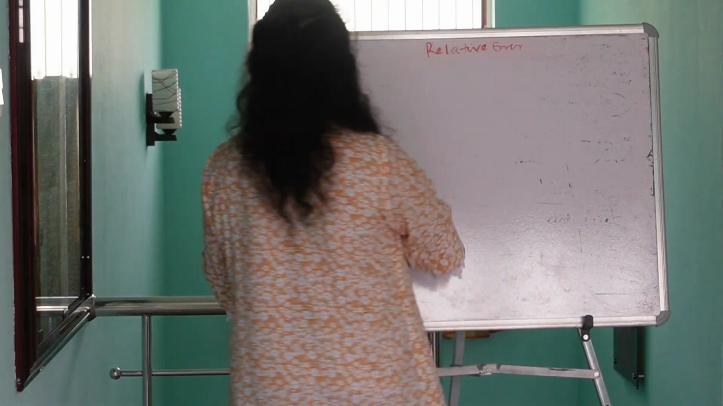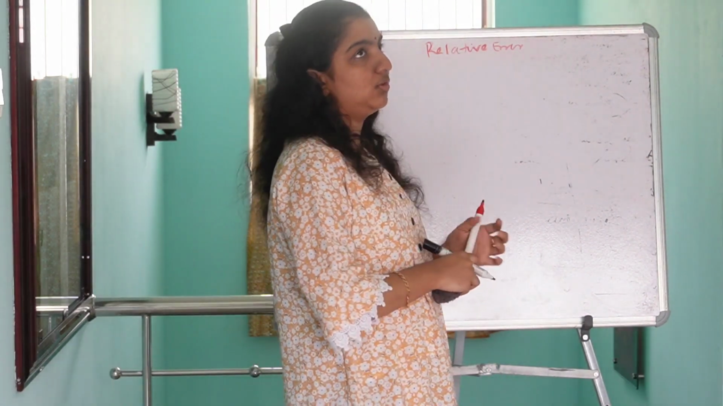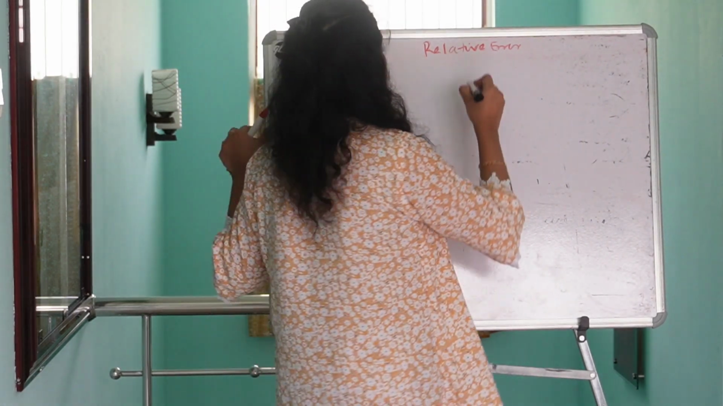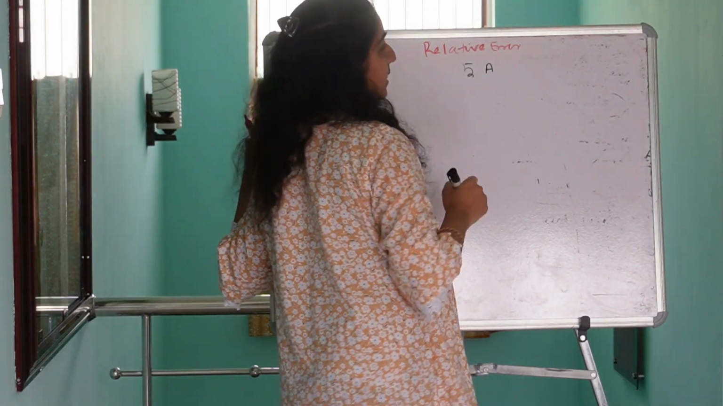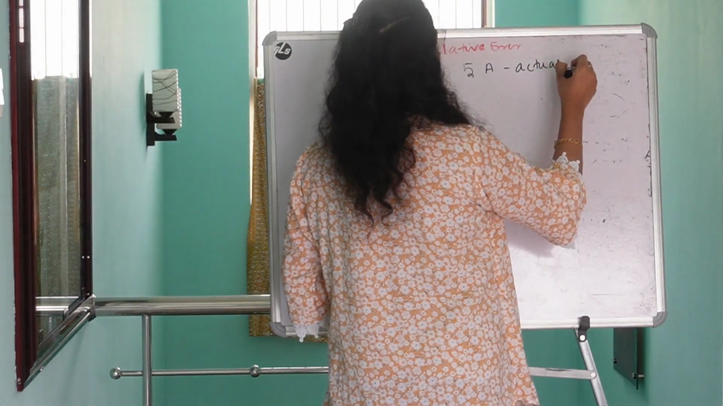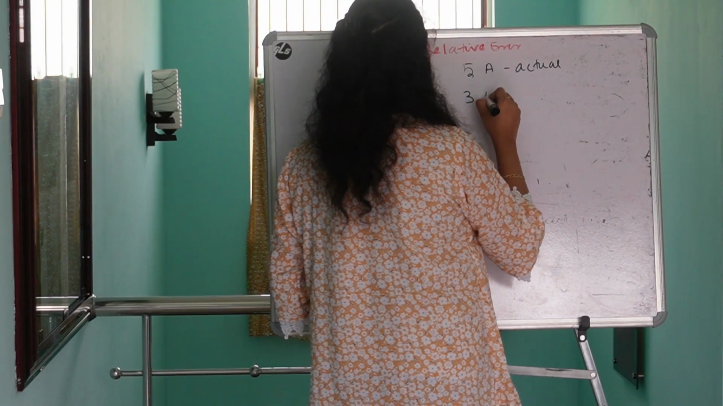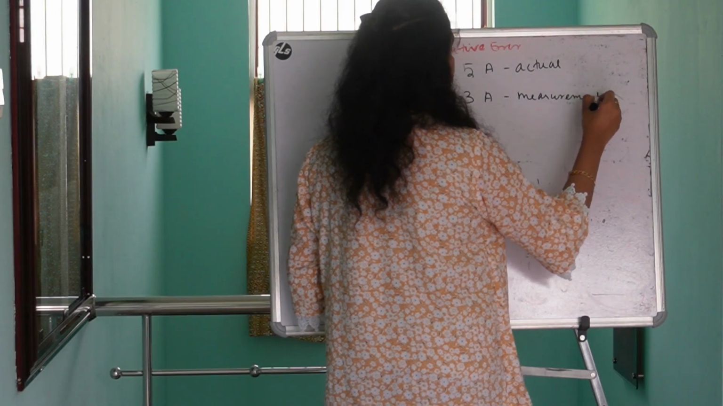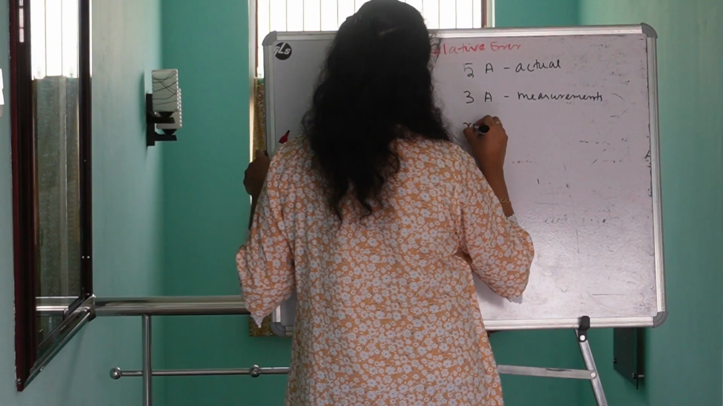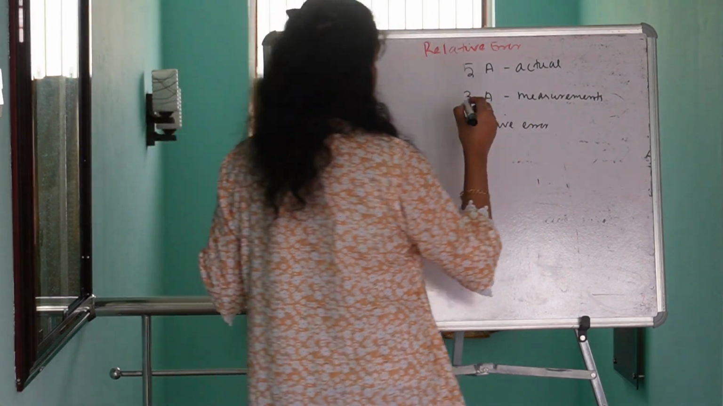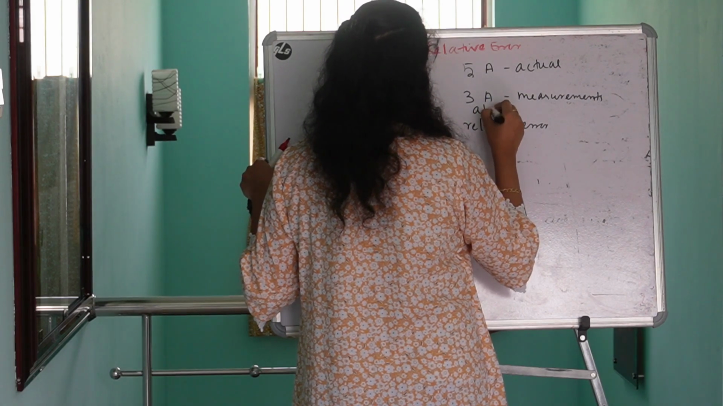The first example is the actual value of the current flow. The actual value of the current flow in a circuit is 5 ampere. When I measured the current flow in the circuit using an ammeter, I got the value as 3 ampere. So here I am asked to find the relative error in this particular measurement. I am also asked to find the absolute error in this measurement.